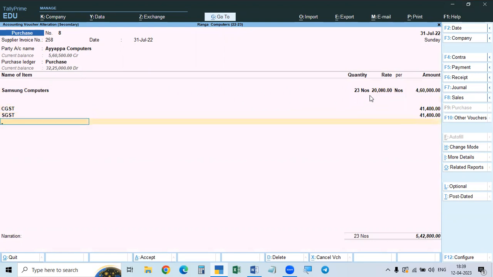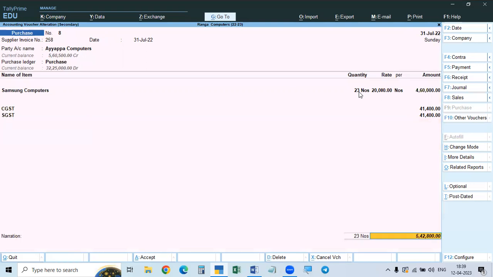Here, we purchased 25 articles, that is 25 goods. 25 goods means 25 computers we purchased, but by mistake he billed and entered 23. What does it mean? If they bill 23 when we purchased 25, we have to increase the quantity by 2 numbers.